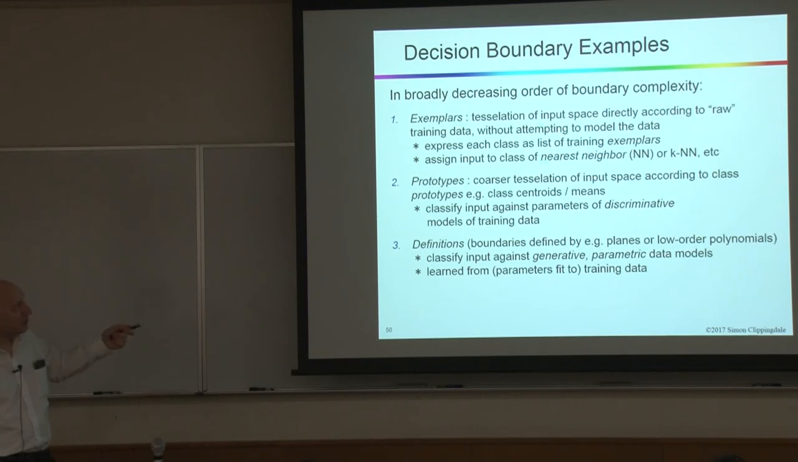Exemplars is the simplest, and we assign the input to the class of the nearest neighbour. It could be the single nearest neighbour, or we will cover something called the k-nearest neighbour classifier, where you take a majority vote among the nearest training examples. Prototypes, where we're classifying the input against some parameters of a discriminative model of the training data. Or decision boundaries, where we're classifying the input against some probably parametric data model.